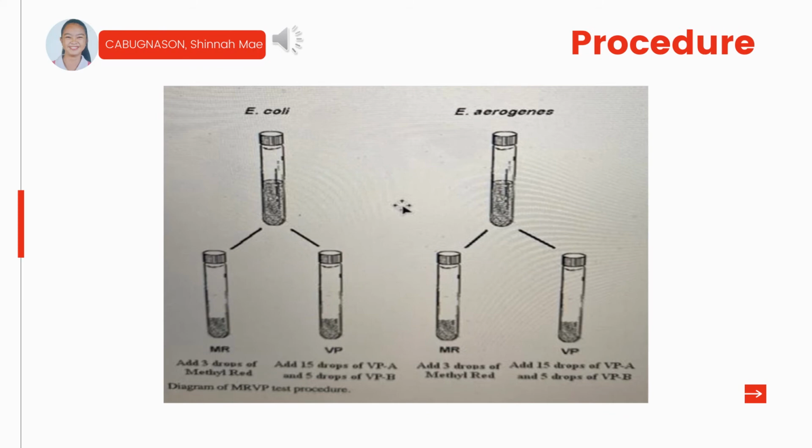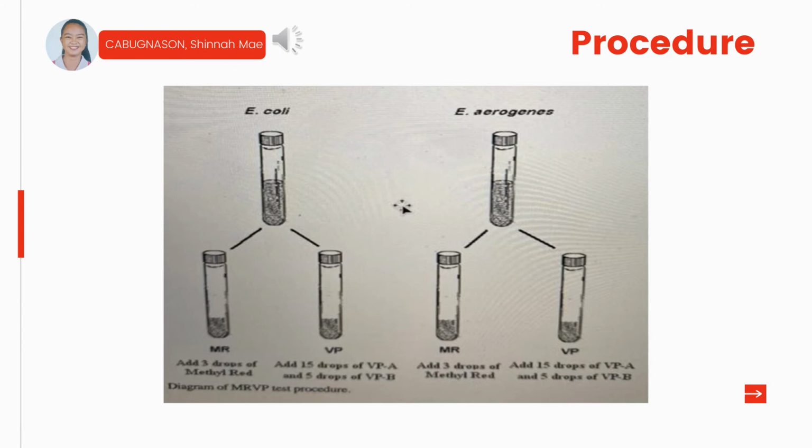So for the procedure, inoculate E. coli and E. aerogenes to two test tubes of MR-VP broth using a wire loop. Then, incubate at 33 Celsius for 48 to 60 hours. So for the methyl red test, transfer 1 ml of the culture to a tube and add 1 to 2 drops of methyl red indicator. So red color is positive for MR test, indicating acid production from glucose, and then yellow is negative.